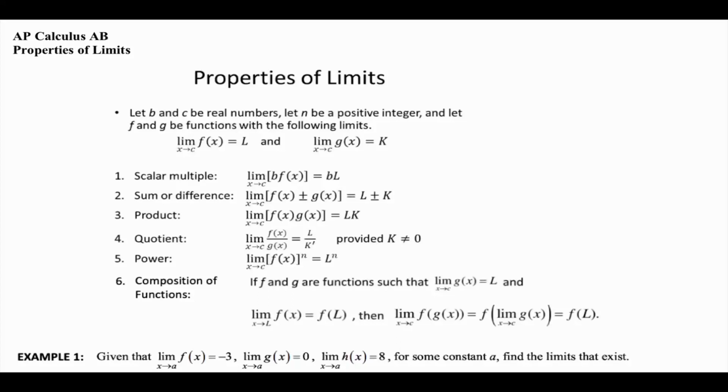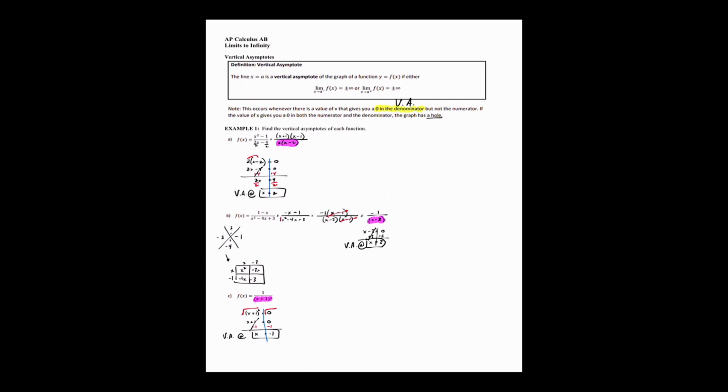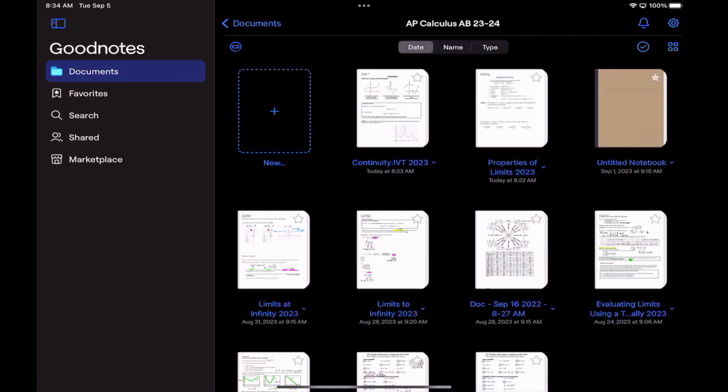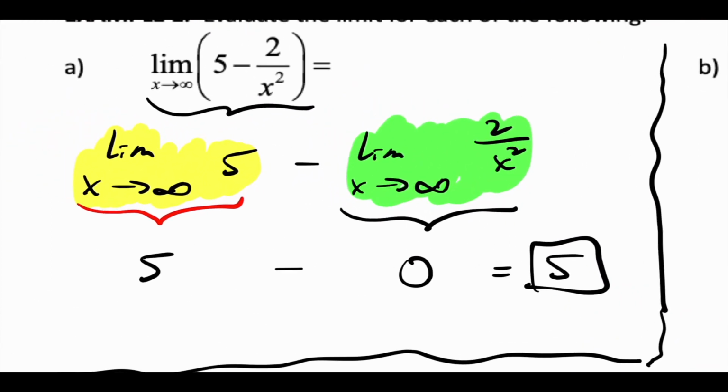Properties of limits, we've kind of already talked about a little bit. It's how to split limits up. We've talked about that. We've looked at problems. I think we looked at a problem in one of our, let's see, was it this one? No, it's probably the other one. This one here, 1A, where we split up the two limits to solve it because it was easier that way.